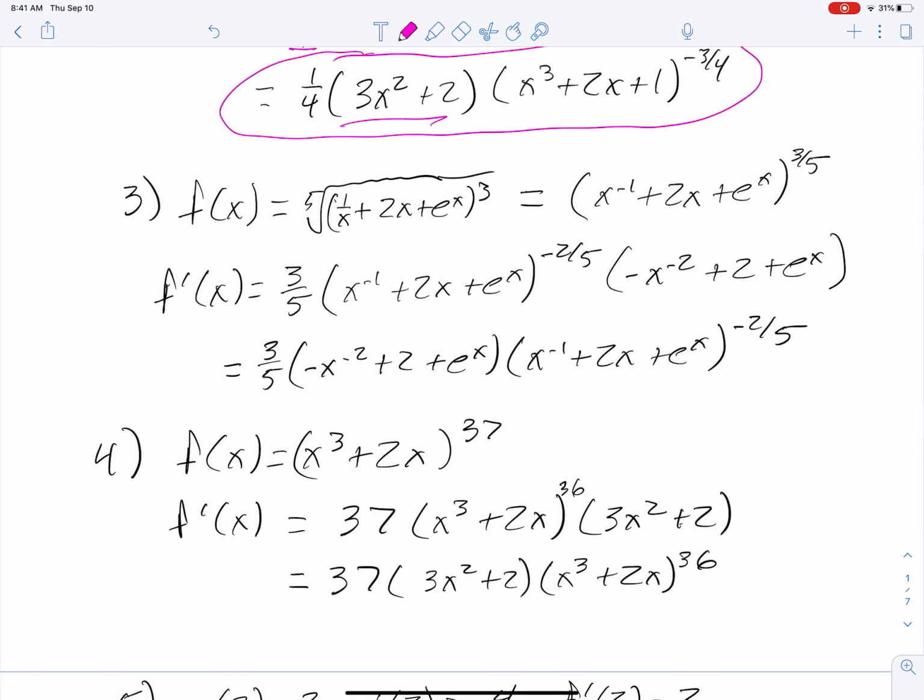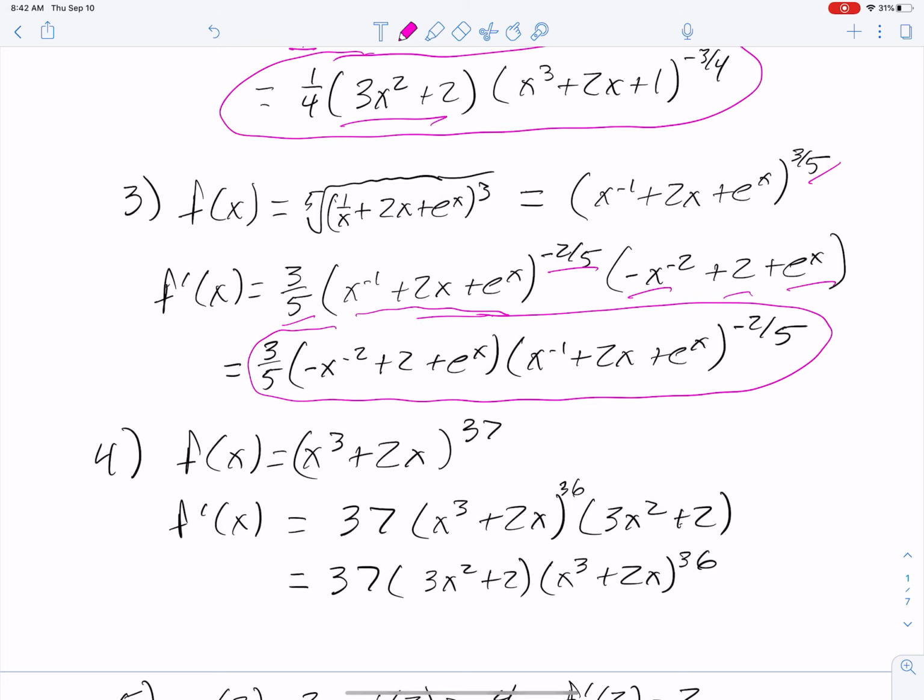Number 3, conveniently, I'm able to rewrite this fifth root of something to the 3rd power as the 3/5 exponent. And so that leaves me needing to take the derivative of something to the 3/5 power, which is 3/5 times something to the negative 2/5 power. Well, that something just happens to be the original inner function. From there, I take the derivative of the original inner function, derivative of x to the negative 1st, derivative of 2x, and then the derivative of e to the x is e to the x all over again. And then again, I rewrite. Mathematically, you don't have to.